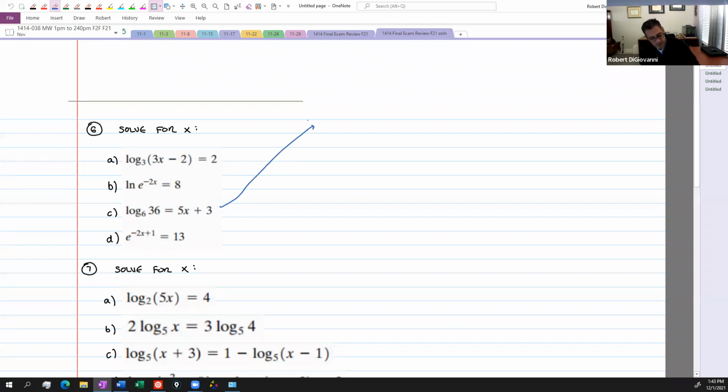All right, so here we have a log equation. Log base 6 of 36 equals 5x plus 3. Wow, okay. Well, man, there's a couple of ways to do this problem. Again, there's a hard way and an easy way. Does anyone see the easy way?